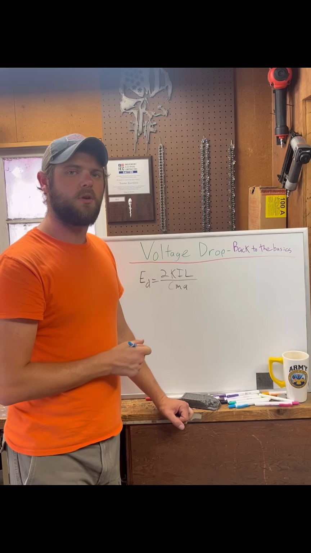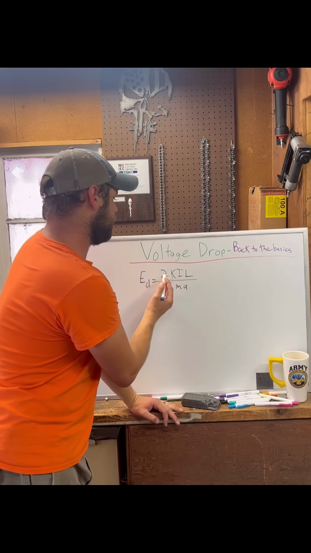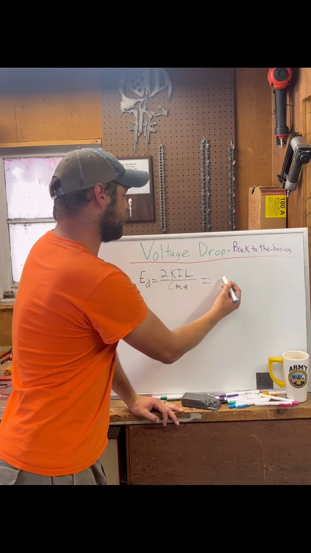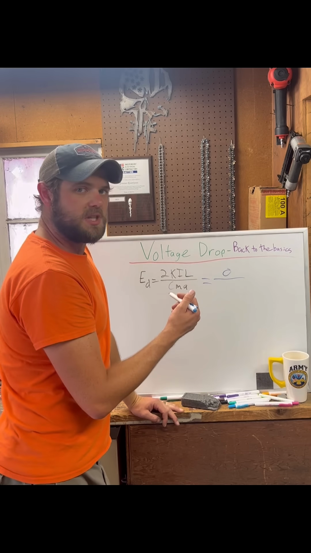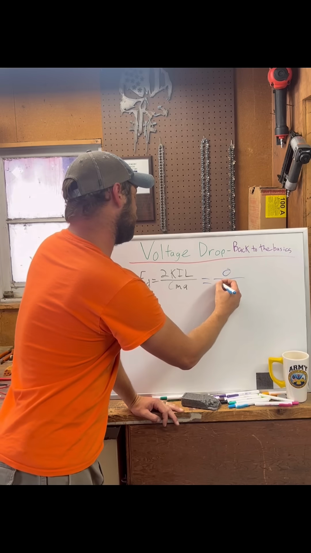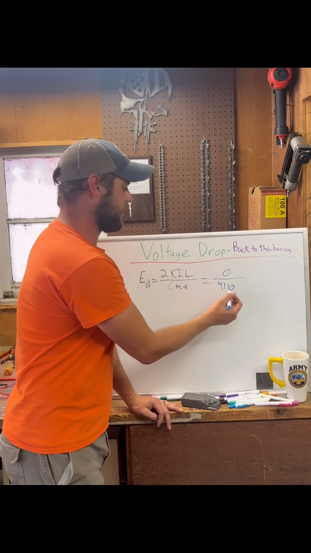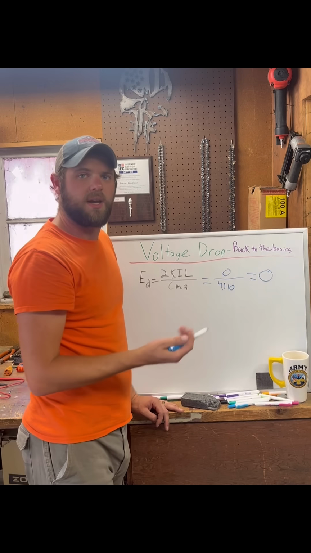When we don't have a load on the end of the receptacle, what's our amperage? It's 0. So 2 times the K factor times 0 times the length in feet still equals 0, divided by circular mill area. Those are 14 gauge extension cords, so the circular mill area is 4,110. 0 divided by 4,110 still equals 0. Voltage drop is 0 if we don't have a load.